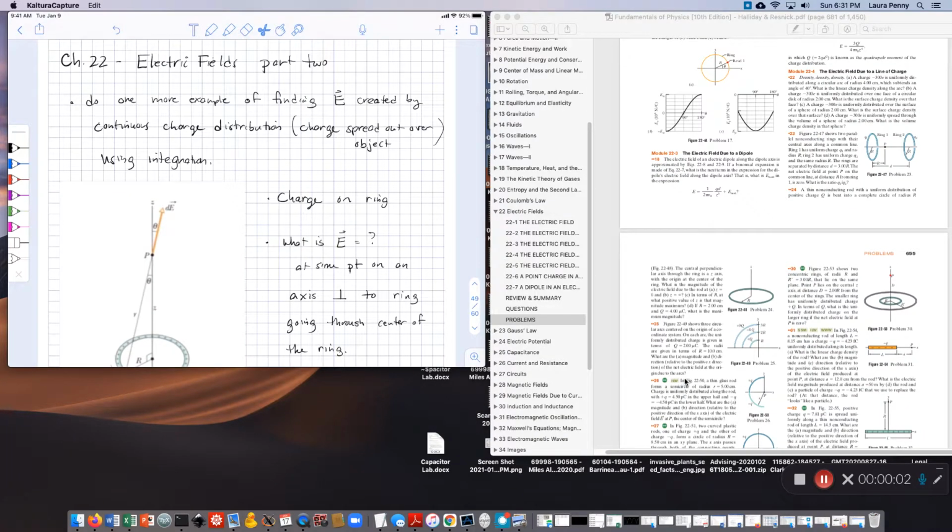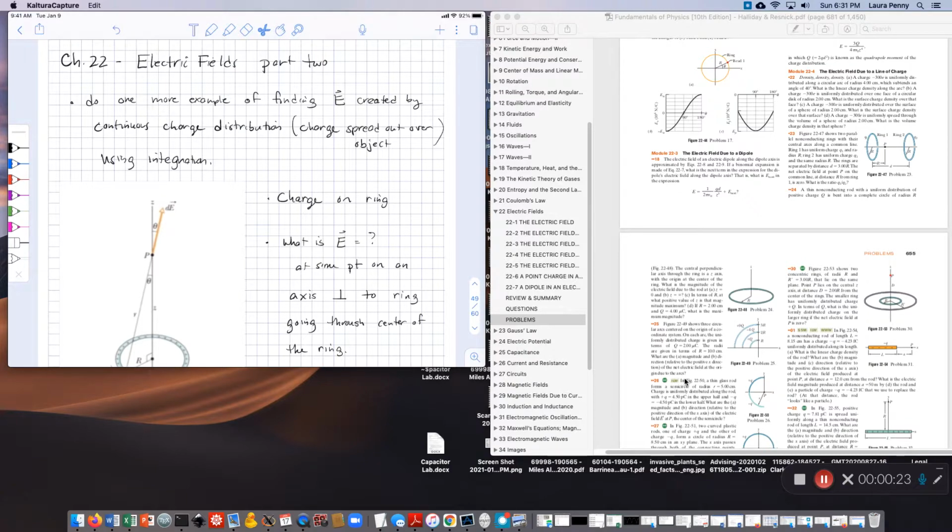Okay, Physics 112. I'm going to do one more video on Chapter 22. I actually got a little further in class than I thought I did, so I only really need to do one more. And even this is just me doing another example of finding the electric field produced by a continuous charge distribution, which I just mean that the charge has been spread out over an object.